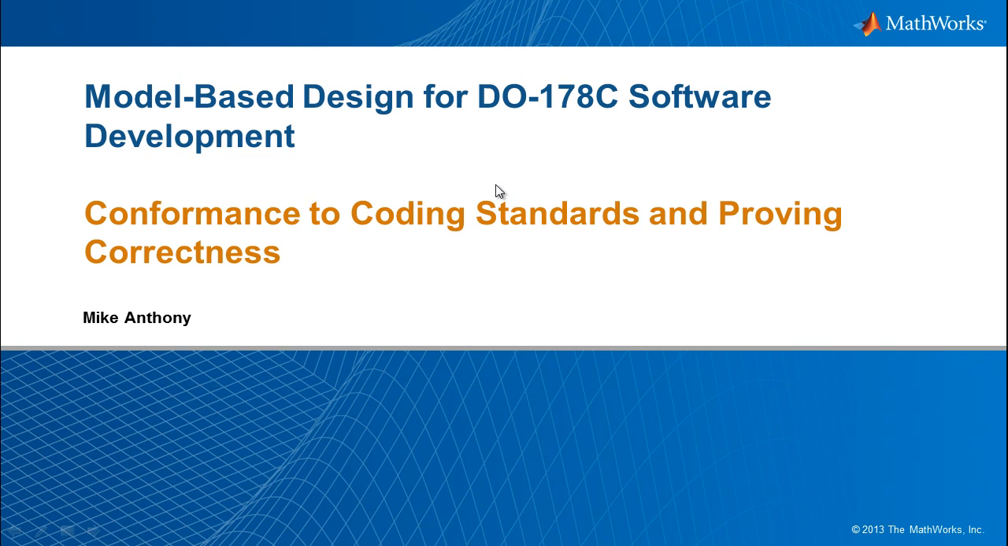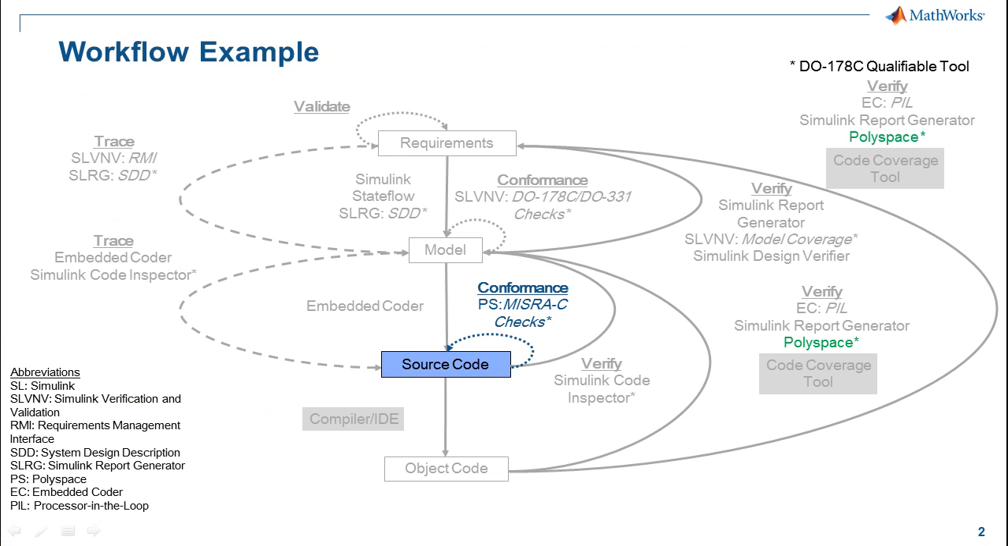The topic for this particular webinar is conformance to coding standard and proving correctness of the code. So really the tool that we're going to focus on in this webinar is Polyspace. If we refer back to the workflow diagram that we've been following for the entire series, you can see that Polyspace shows up in a couple different places.